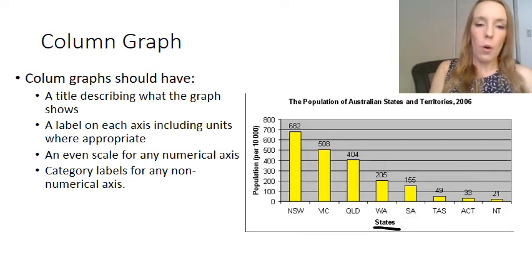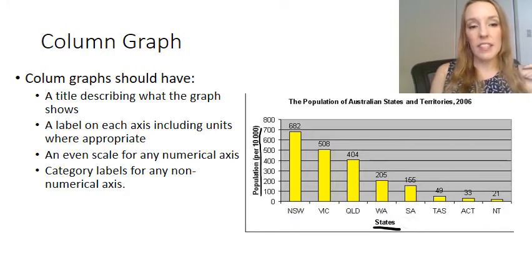And then on our y-axis, we have population, and that does need a unit, so it's per 10,000. And then we have an even scale for any numerical axes. So you can see here on our y-axis, we're going up in hundreds, which is hundreds of thousands. So 0, 100, 200, 300, 400, 500, 600, 700, 800. So it's going up evenly there.